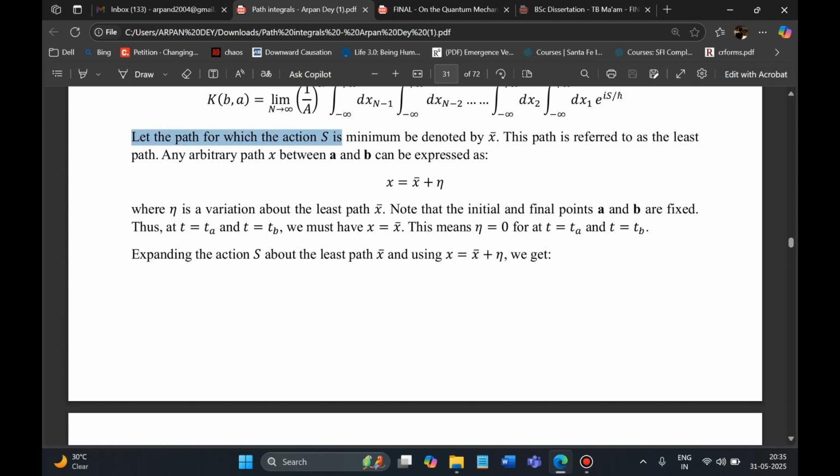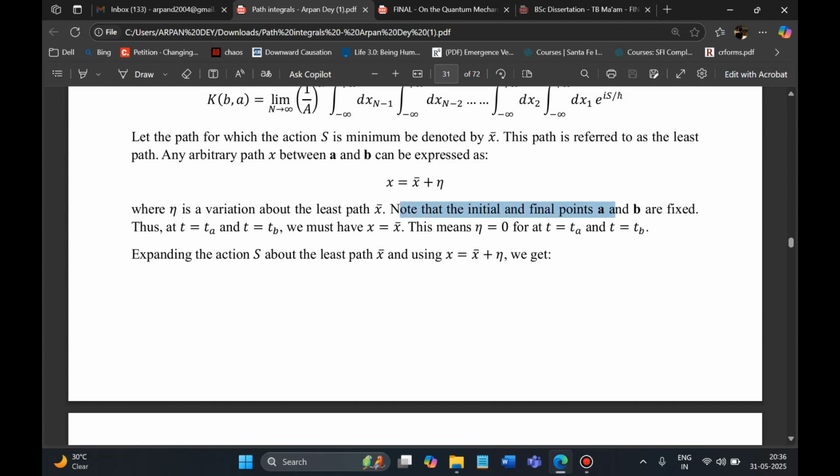First we start with the path for which the action is minimum, and we denote it by x bar. So this is the classical path, the path of least action. Now any arbitrary path x between a and b can be expressed as the classical path plus some variation. We have defined x bar, and x bar plus eta, where eta is any arbitrary variation. Using appropriate values of eta, you can define the other paths as well, as a variation about the least path x bar. So x is x bar plus eta.